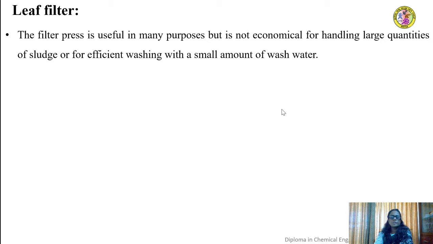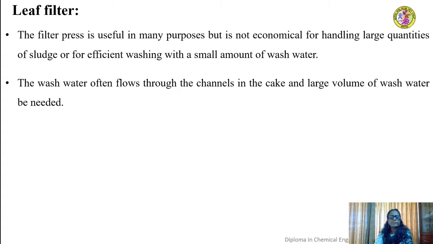The filter press you saw in the previous class is useful for many purposes, but it's not economical for handling large quantities of sludge. It is also not suitable for efficient washing, since it requires a large amount of wash water. Because of all these disadvantages, other filters such as the leaf filter can be thought of as alternative equipment for getting a better filtration duty.